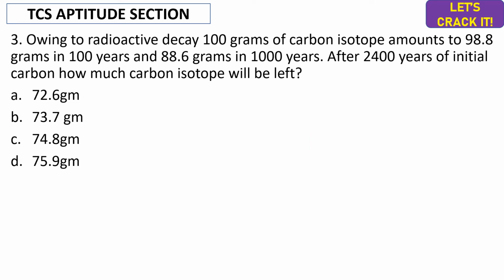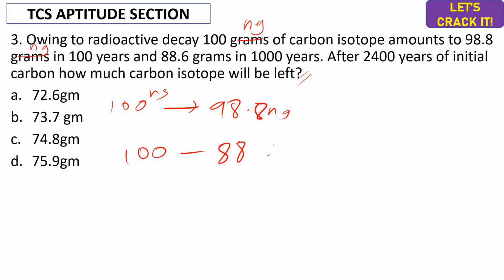So here comes the radioactive decay question. Just stop the video and read the question. So first of all, 100 grams. Sorry, here it is nanograms, ng. Everywhere it is not grams, it is nanogram, because the radioactive decay takes place in very minute form, right? Not in grams. So 100 nanograms becomes 98.8 nanograms, and then 100 nanograms becomes 88.6 nanograms.